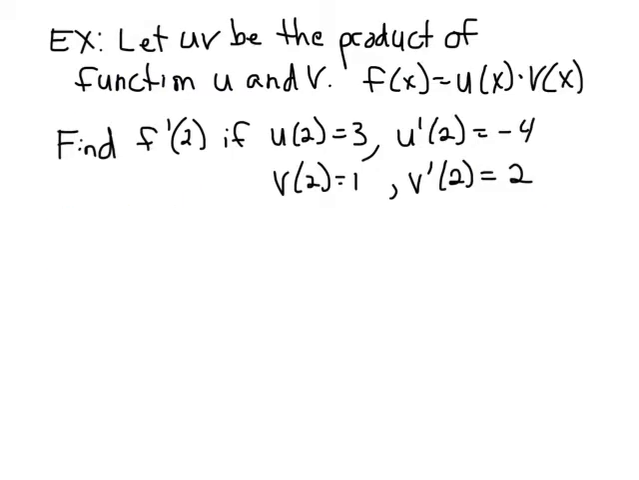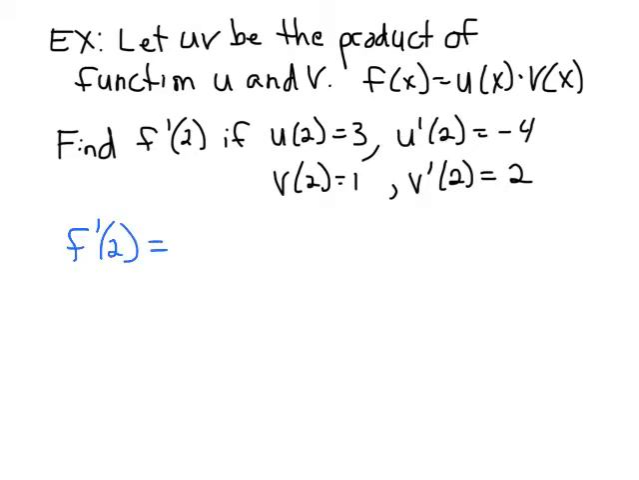So here's a different type of example using the product rule. We're going to let u times v be the product of the functions u and v. And here it is. f of x is equal to u of x times v of x. And then I give you numerical values for all of these things. u of 2 is 3, v of 2 is 1, u prime of 2 is negative 4, v prime of 2 is 2. So we're going to find f prime of 2 by just substituting in values.